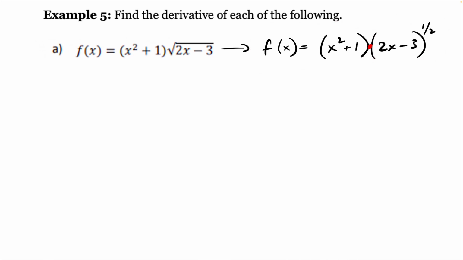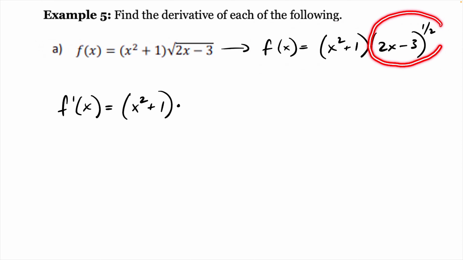Okay, so let's set up product rule. So product rule says first. So the first one is x squared plus 1. Rewrite that. Times the derivative of the second. That's where we're going to use the chain rule. The derivative of this guy, because it doesn't have a power, if it had a power of 1, we don't need it. But because it has a different power, we have to use the chain rule.